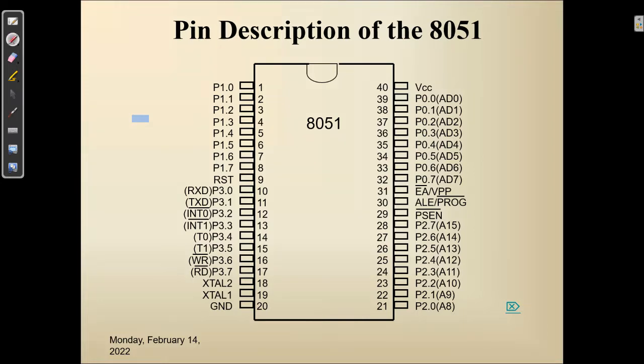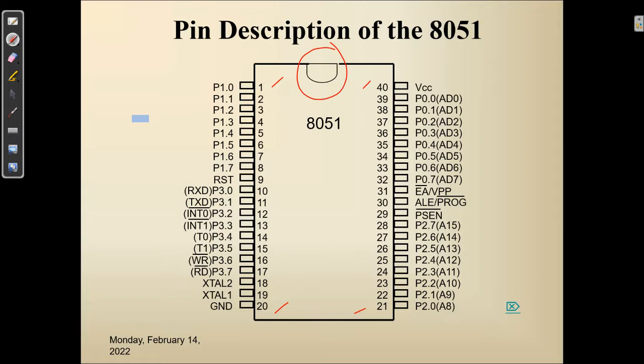There is a notch at the top. From the notch towards the left, you will count from 1 to 20, and from below 21 to up 40. Okay, so total pins are 40. So this is an IC.